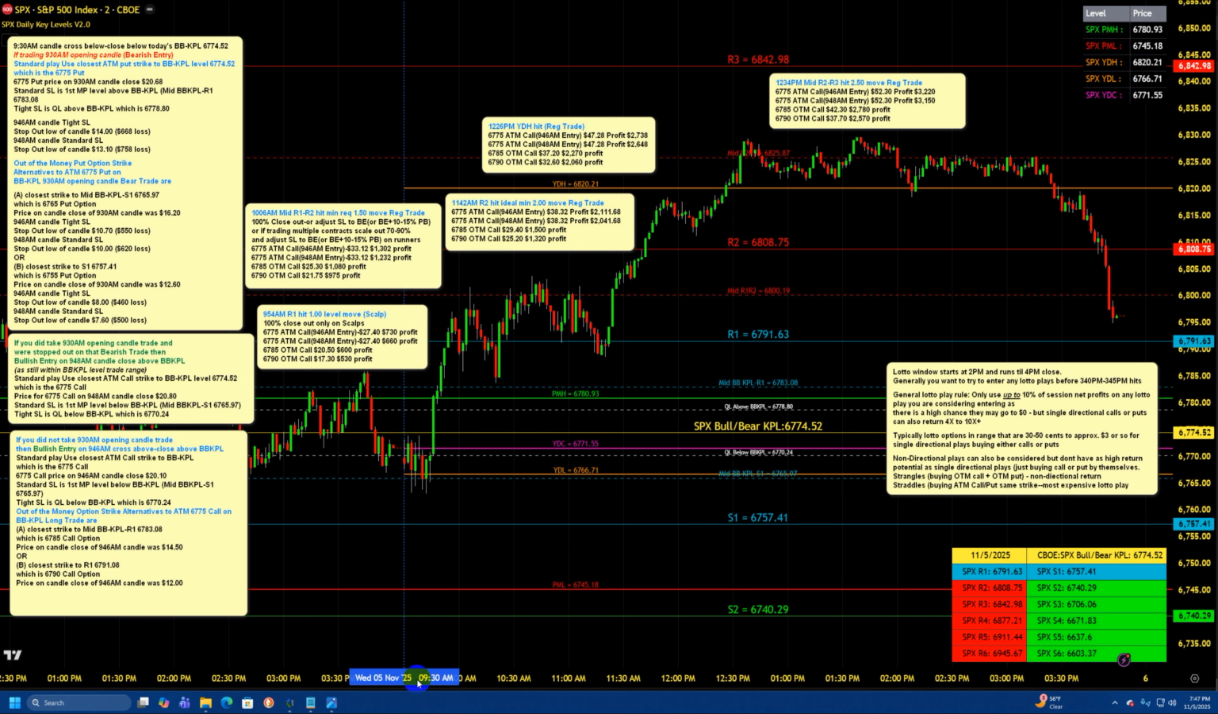Okay, so we have the 9:30 opening candle marked off here. As you can see, it opened below. It tried to travel up to the bull bear key price level, but closed below the bull bear key price level. And it closed within a certain zone from the bull bear key price level to S1. This is your bearish entry signal for this particular trade if you're going to take the 9:30 a.m. opening trade.